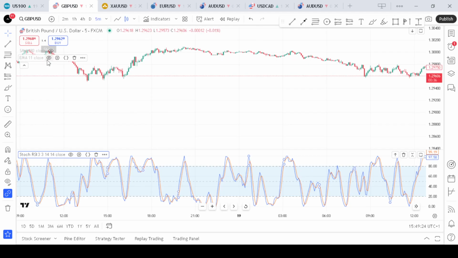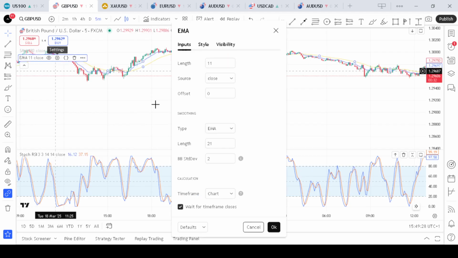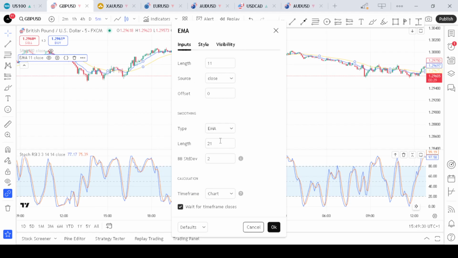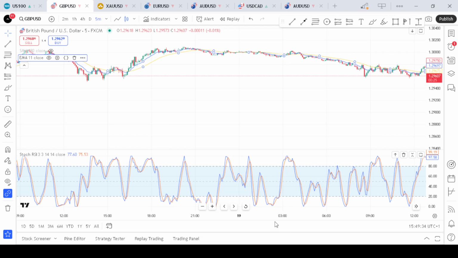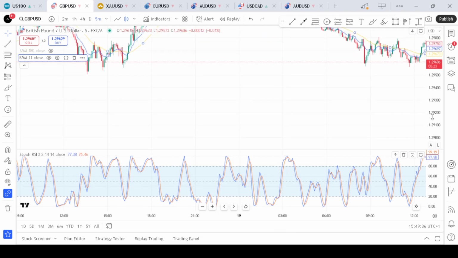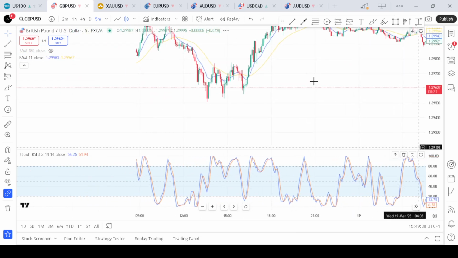Secondly, you add your EMA, the exponential moving average. You use an 11 period exponential moving average with a 21 period exponential moving average. So these are basically the two indicators you need for this strategy.